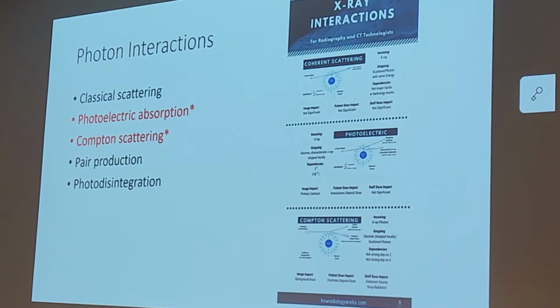If we're holding the patient, even if we're wearing lead shielding, you're still going to get some of that scatter because it's side scatter, back scatter, all that stuff. But you said photoelectric. It says absorbed up there, patient dose impact, interactions deposit dose. In coherent, it says not significant for patient dose, and then down on Compton it says electrons deposit dose. So I'm just assuming that's what the question was referring to.